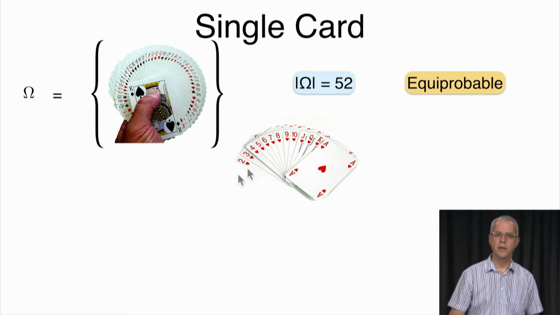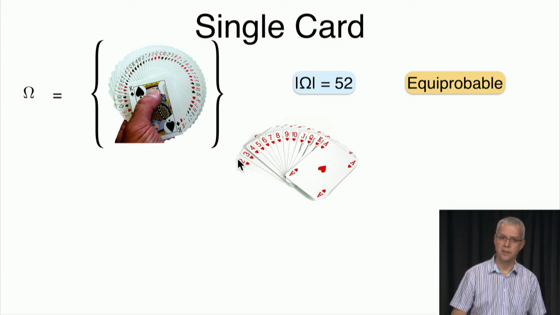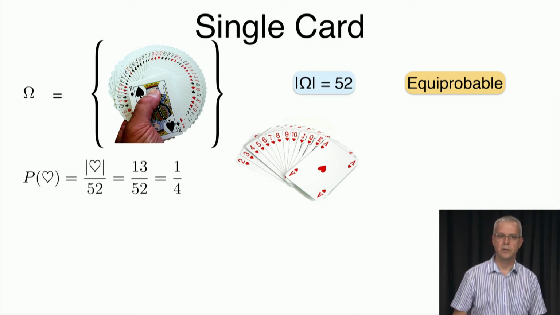So here we're picking 1 out of 52 cards, and we're asking what is the probability that it will fall in this set of hearts. And the number of hearts is 13, because there are 13 ranks. So the probability that the card we pick will be a heart is the probability that out of the 52 cards, we hit one of the 13 that are hearts. So it's 13 over 52, which is 1/4.